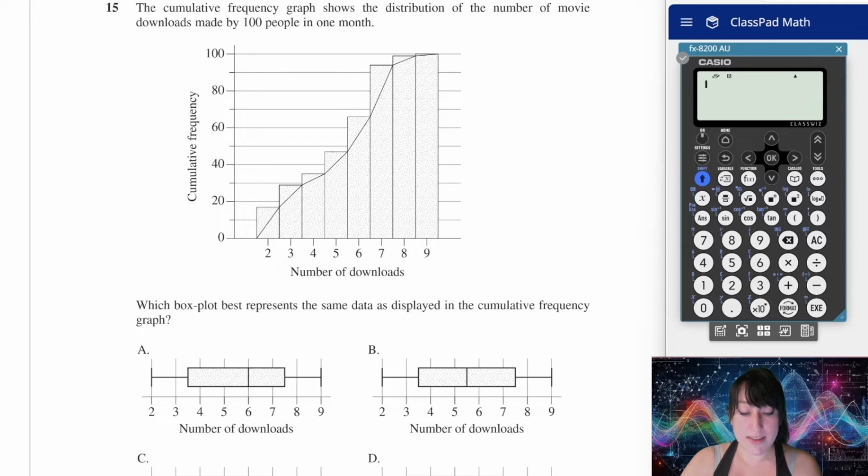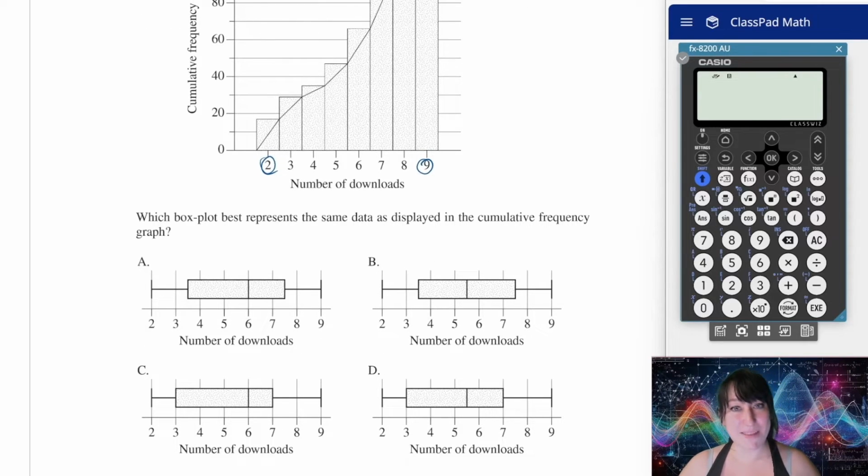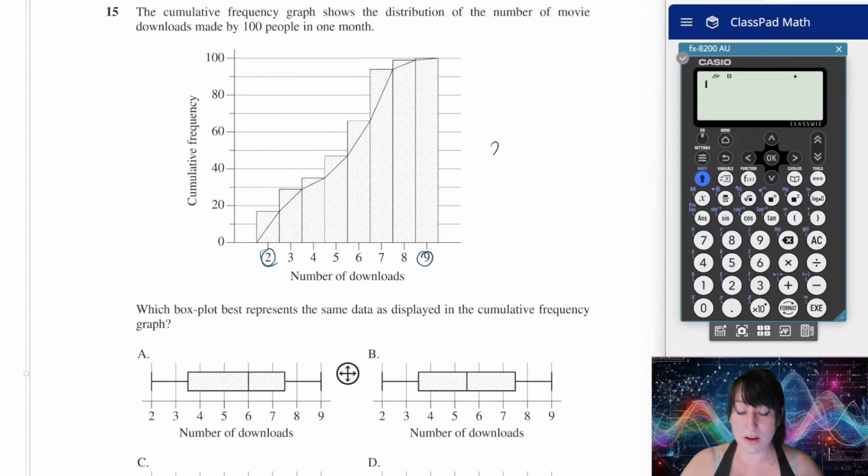So first, the min and the max are the 2 and the 9. Those are the smallest and largest scores in the dataset. You'll notice that all of the options have those as the min and the max, so that doesn't help us a lot, but that's our first and last number in the 5-number summary.